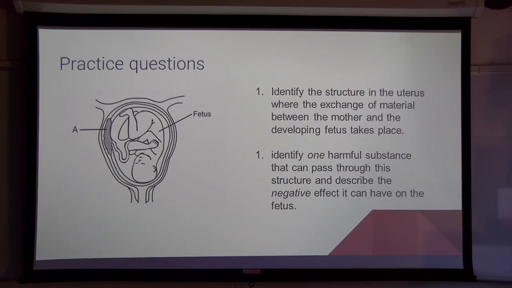And so there's the fetus in the uterus. So it said identify the structure of the uterus where the exchange takes place between the mother and developing fetus, and that's A, and that's the placenta. So you could write that in. You have a picture of this on page 5. Identify one harmful substance that can pass through this structure and describe the negative effect it would have on the fetus. So take a second and write this one down. That's supposed to be number 2. Name a harmful substance and how it may affect the baby.